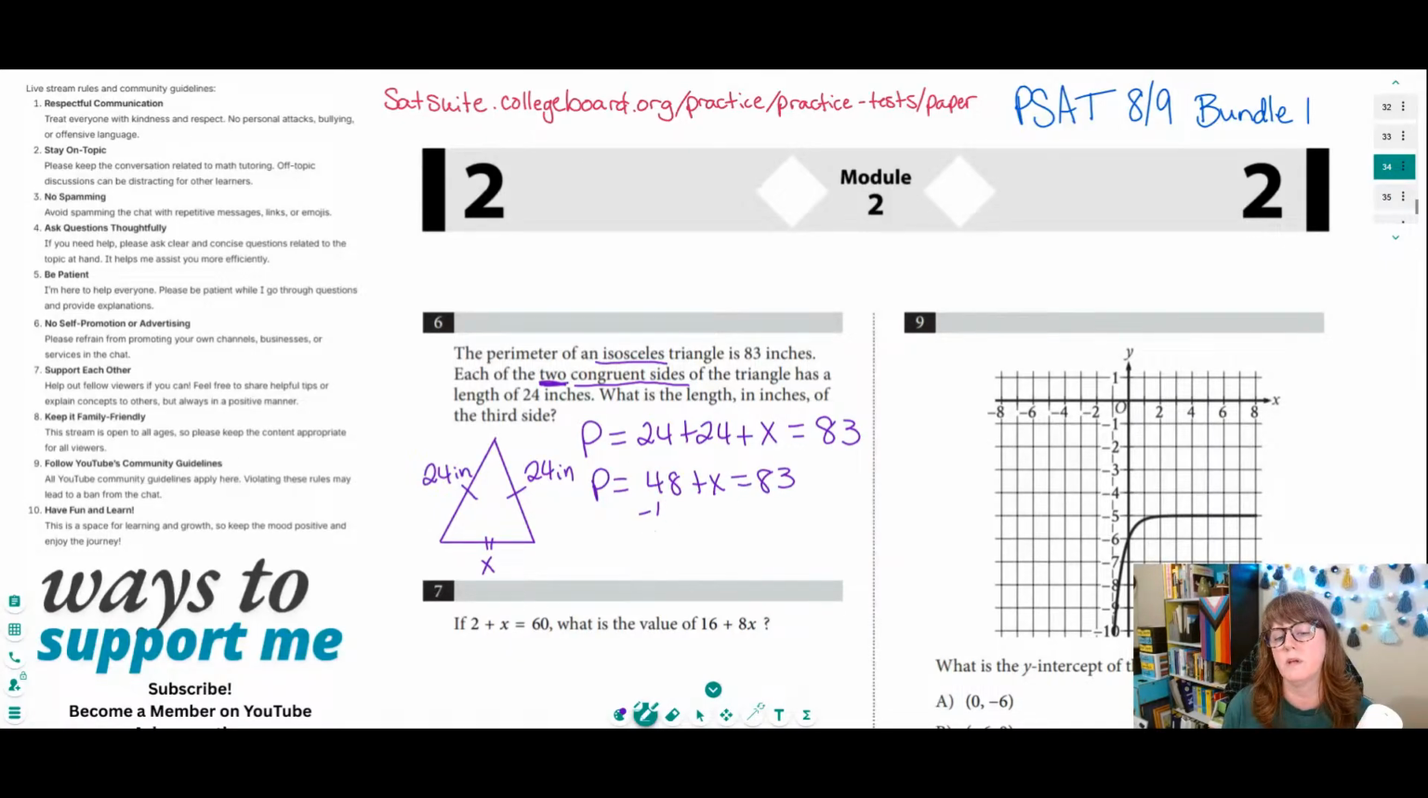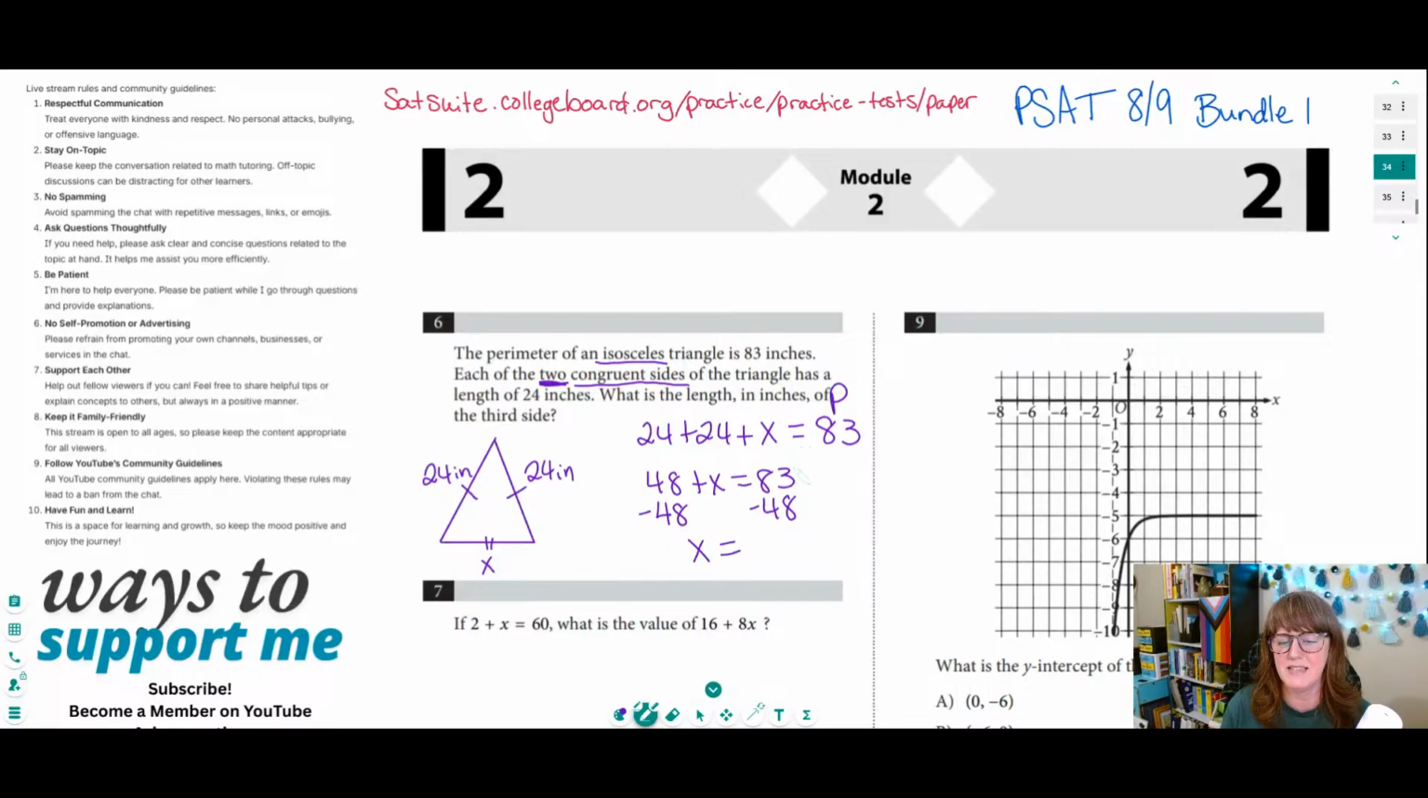And then we're going to subtract 48. I shouldn't have written it like this. Hold on. Let me get rid of this. I don't want two equal signs in there. That's not really what I meant. This is the perimeter, so I substituted in 83 for the perimeter, and these are the three sides that I'm adding up. Sorry, I don't want to make that confusing.